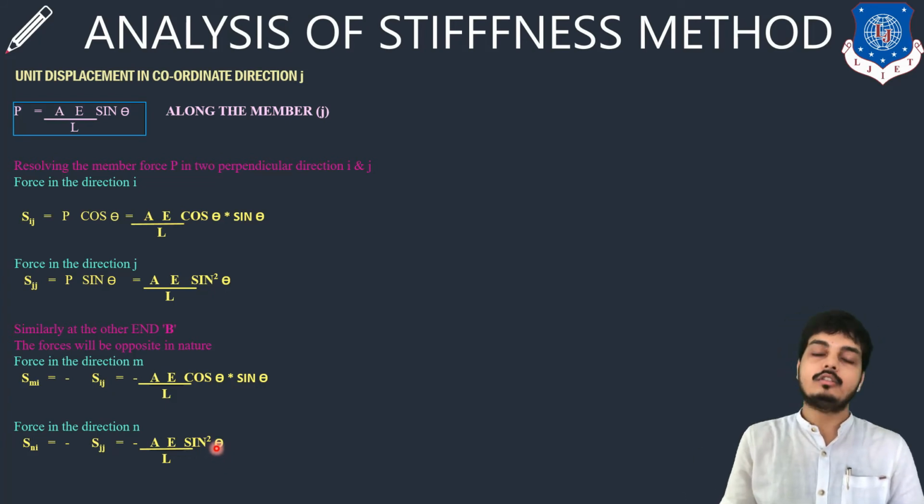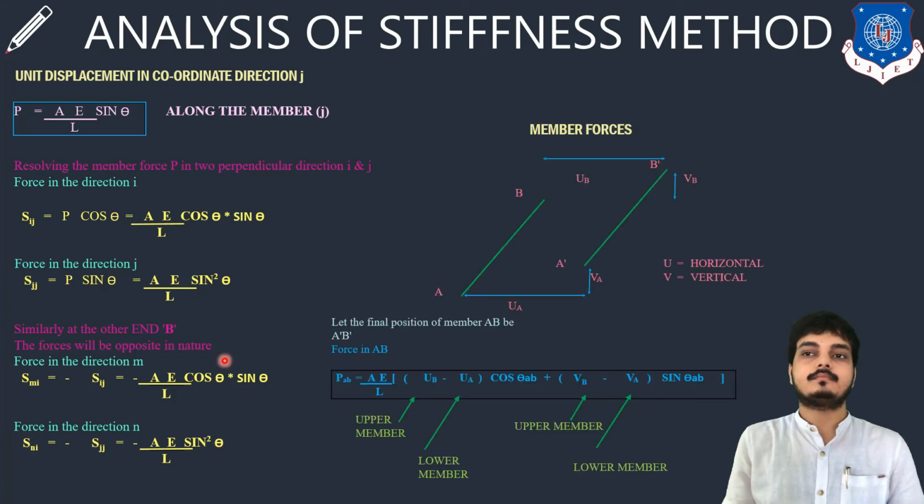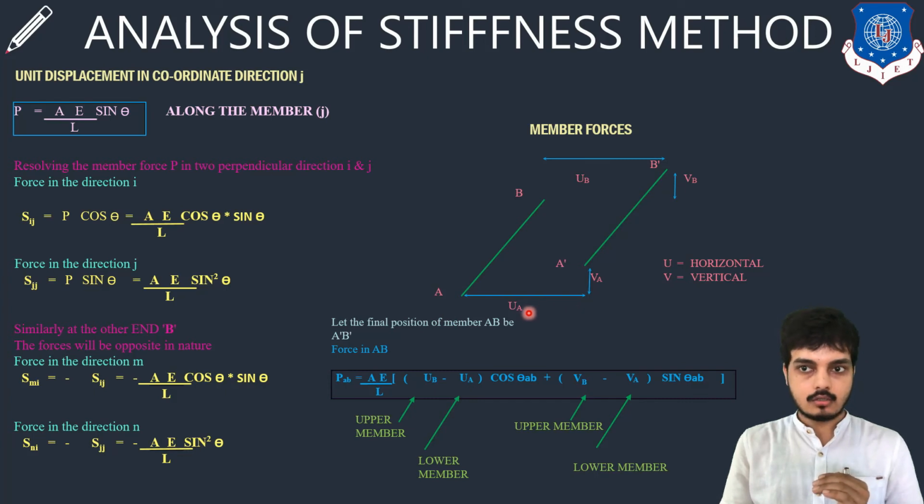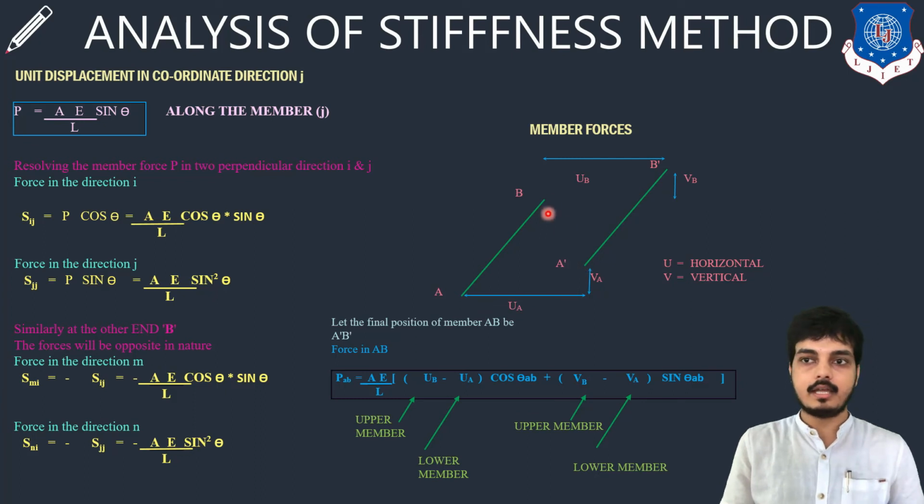So now, how to find out the member forces, let's see. As we did in the horizontal I direction, and also in the vertical J direction, A has been shifted to A dash, both horizontally and vertically. So it has been shifted UA for the horizontal direction and VA for the vertical direction. Similarly, what happened to B? Now U is my horizontal and V is my vertical displacement. Now let's find out the final position of the AB member, from where it has been shifted to its next position. It has been shifted to A dash B dash.